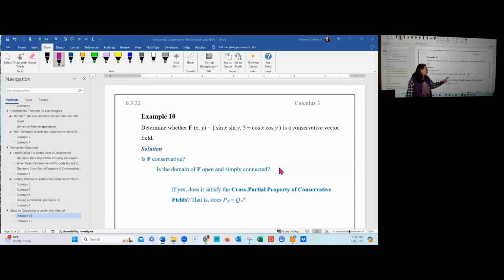Does it satisfy the cross-partial property of conservative vector fields? Is the partial of p with respect to y equal to the partial of q with respect to x? Go ahead and pause the video to compute it, and determine whether or not it is a conservative vector field.